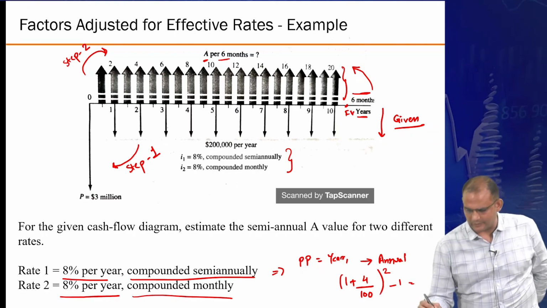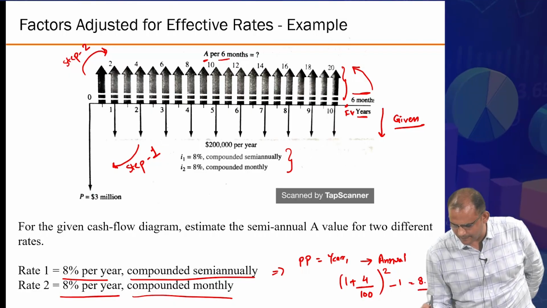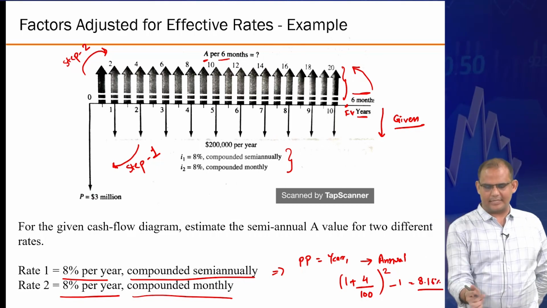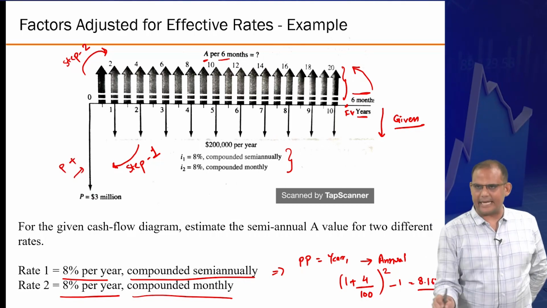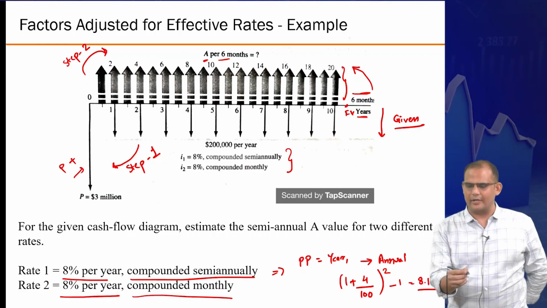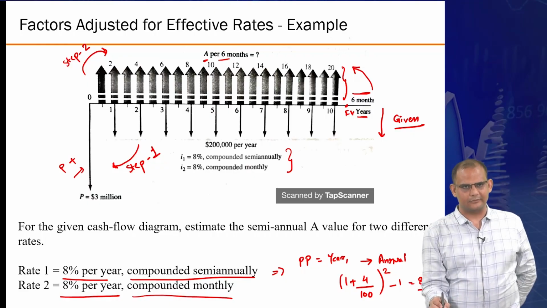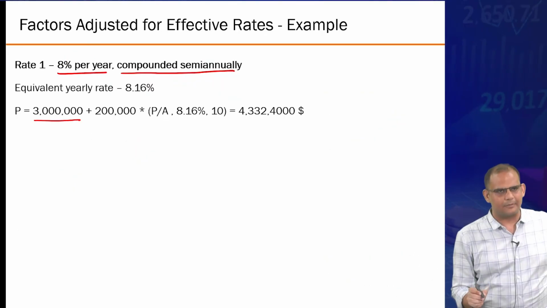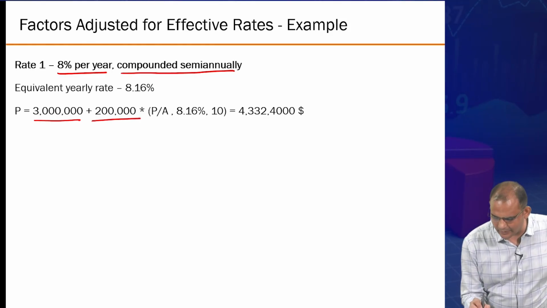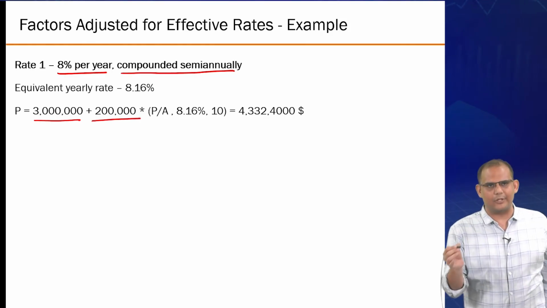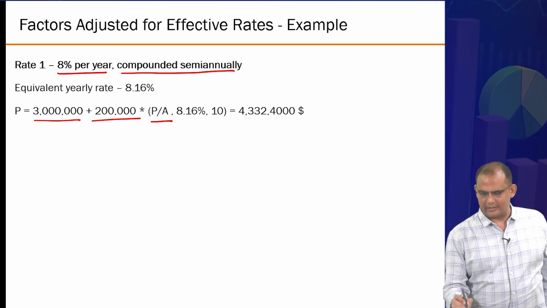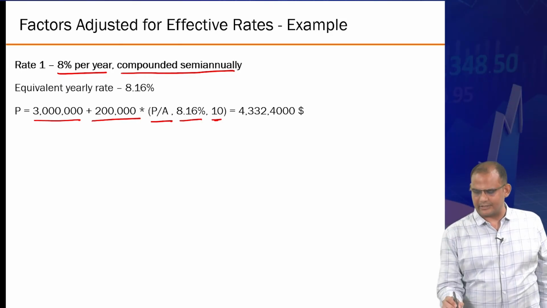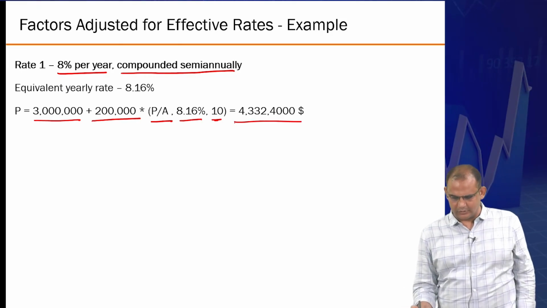What's the answer? 8.16%. So using this, step 1 is taken care of, right? Now this is a normal P value, this is a series, you can backtrack the formula for how many periods? 10 years, right? So the first payment does not change. This $200,000 equivalent is converted to a present worth using the P by A formula. Rate is 8.16% on an annual basis that you've calculated, for 10 years. This amount comes out to be some 4.32 million.